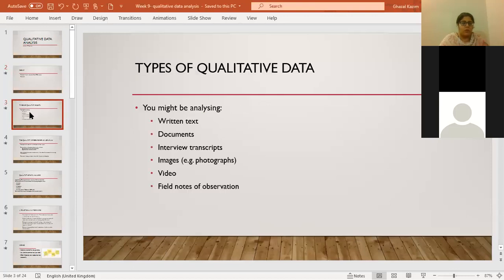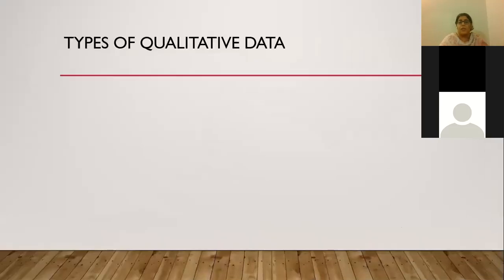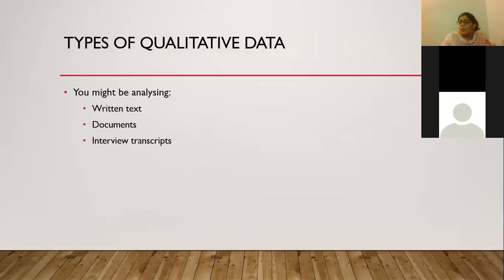So what we are going to do today is talk about qualitative data analysis. There are many different types of qualitative data. You might be analyzing a written text. You might be looking at some documents. If you're looking at a textbook or a policy document, that can also be your data. Interview transcripts can, of course, be your data.